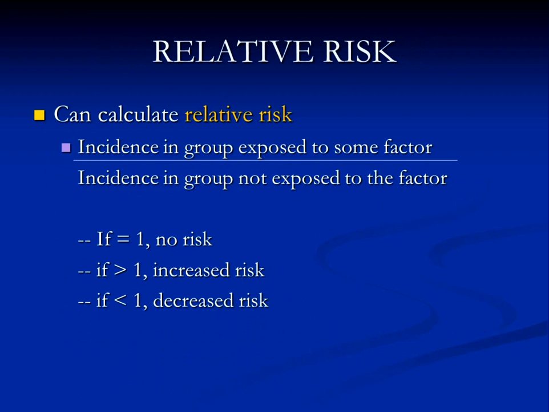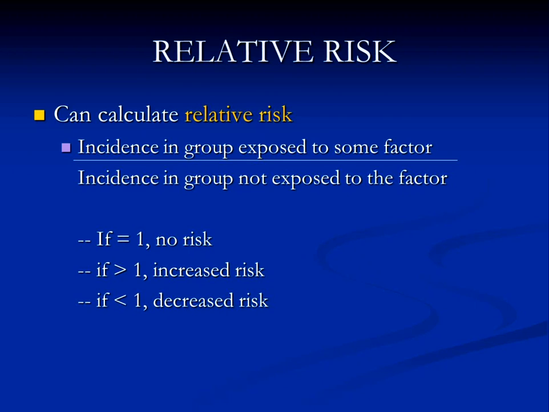Relative risk, once you know incidence, you can calculate relative risk. And basically, relative risk is an assessment of the relationship between an exposure to some kind of health risk factor and the disease. So it really measures the strength of the association between the risk of exposure to an outcome compared to the risk of a non-exposure to the same outcome.